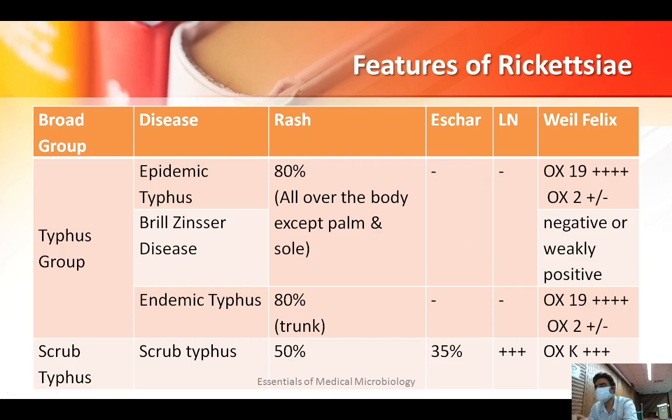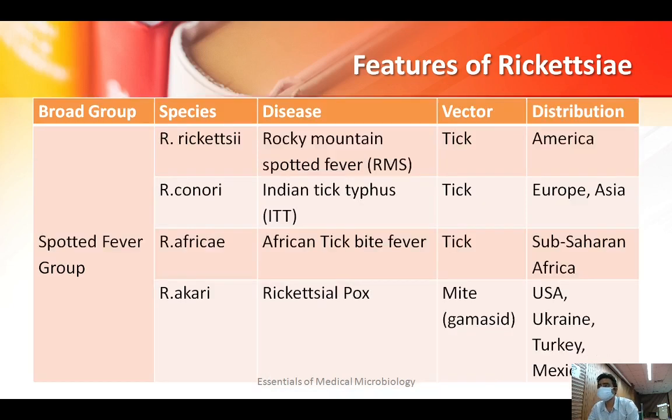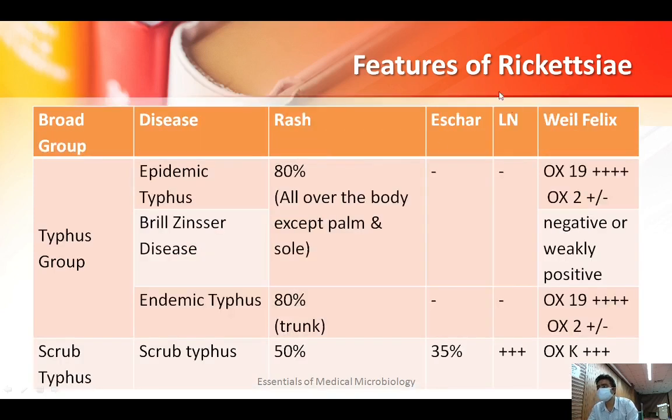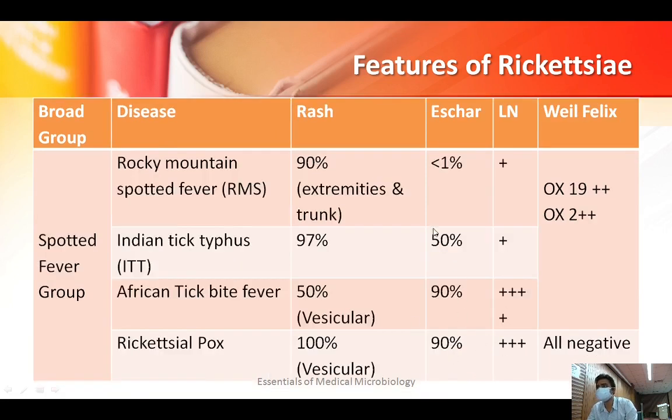Eschar is another thing, a black colored scab present at the site of the bite. Wherever these ticks and mites bite the humans, at that area we can find an eschar, which is characterized by a black colored crust-like material surrounded by an erythematous halo. It is present in scrub typhus in 35% of the cases. In Rocky Mountain spotted fever group, very less. But in Rickettsialpox and African tick bite fever, 90% of cases have an eschar.